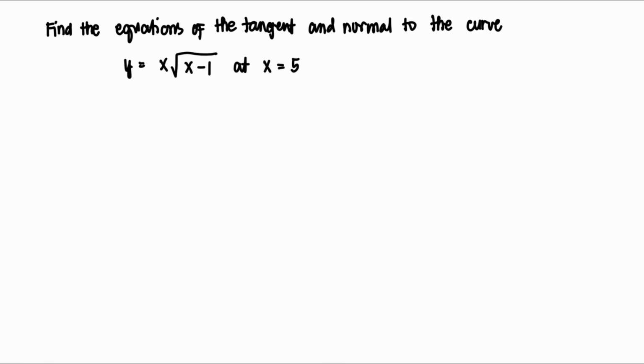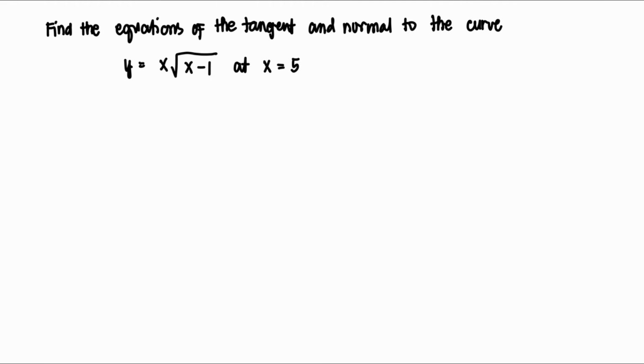Okay, so we're only given here the value of x, and we are given the function y equals x square root of x minus 1. So what we can do here is to differentiate first. Because it's a product of x and the square root of x minus 1, we are going to use the product rule.